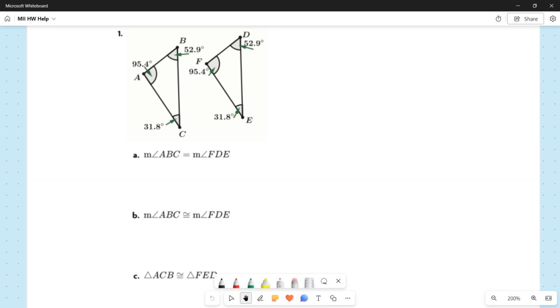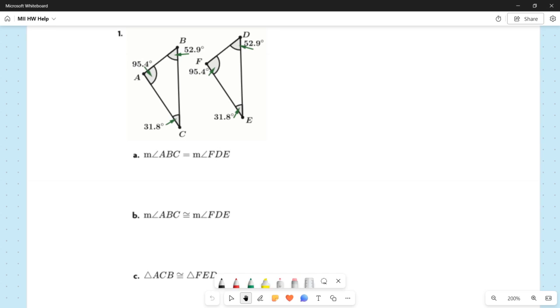So, for number 1, sorry, 1A. The first statement says the measure of angle ABC equals the measure of angle FDE. So we just got to make sure that we know which angles they are referring to here.